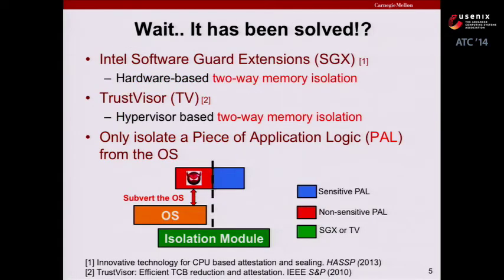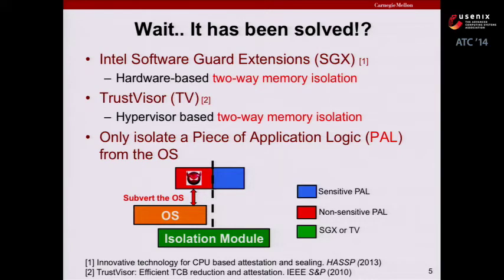You may say, wait, Yanlin, this problem has been solved. This is not new. Why? For example, the Intel Software Guard Extensions, SGX, can provide very efficient hardware-based two-way memory isolation. TrustVisor, which was published by our team 4 years ago, can provide hypervisor or extended page table-based two-way memory isolation. All those systems can provide memory isolation very efficiently, so why do you still propose a two-way protection here?